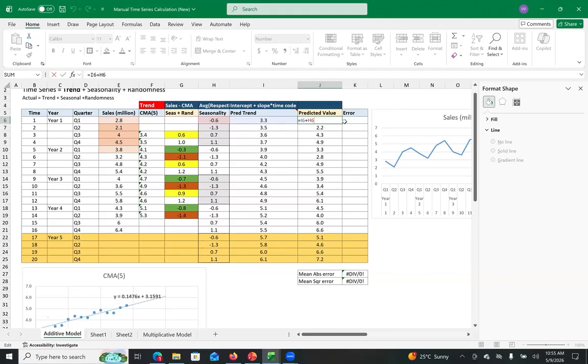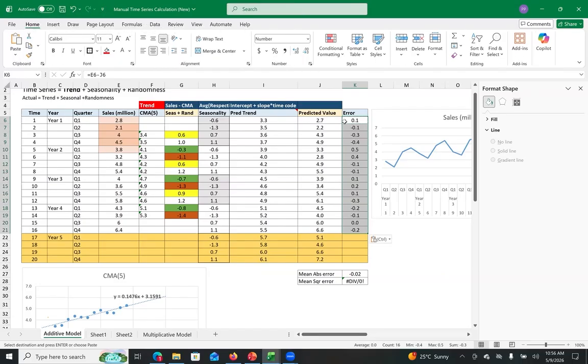Okay. Now, once you have the predicted value, you will calculate the error. Calculate the error by actual minus predicted. The actual value minus the predicted value. That is what my error is. Actual value minus the predicted value.